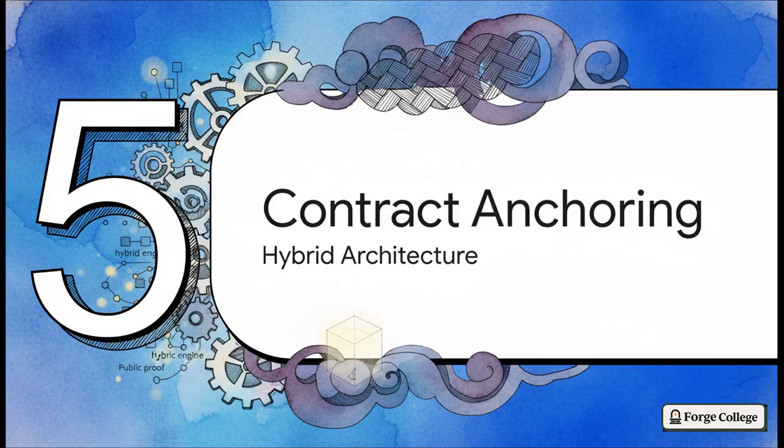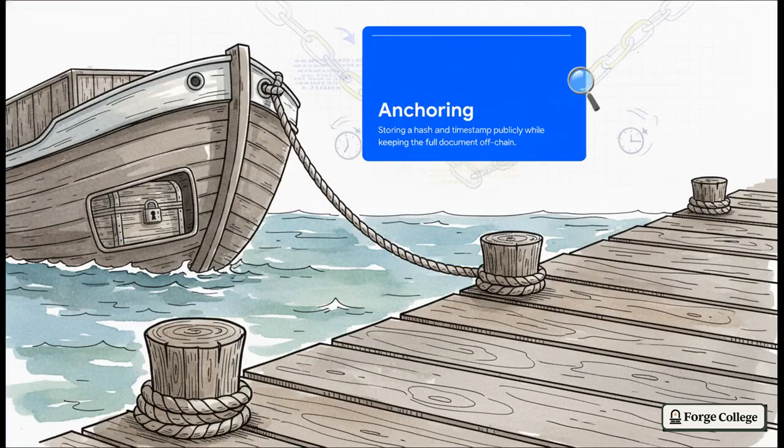Let's head into Section 5. We've talked a whole lot about balancing public proof with private data. Let's look under the hood at the hybrid architecture pattern that actually solves this. The technique is called anchoring. It means storing only a cryptographic hash and a timestamp on a public ledger while keeping the sensitive, full-size document entirely off-chain. I love using a physical analogy for this because it hits the nail right on the head.